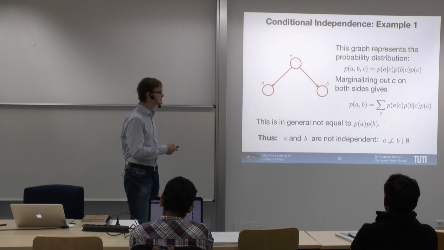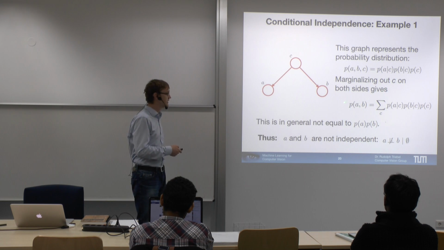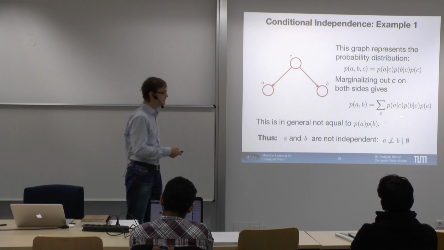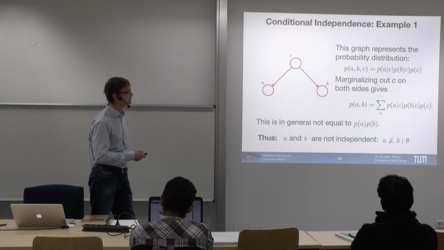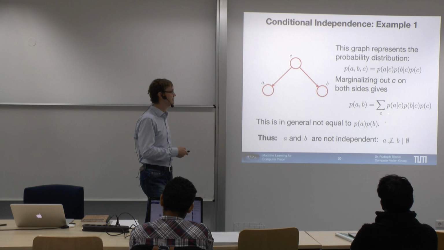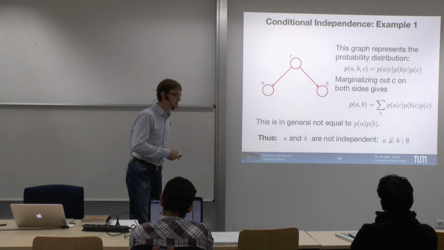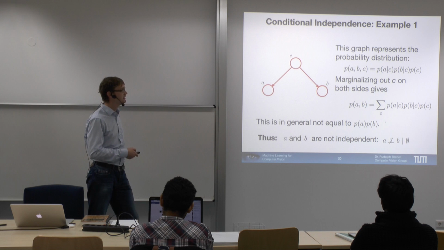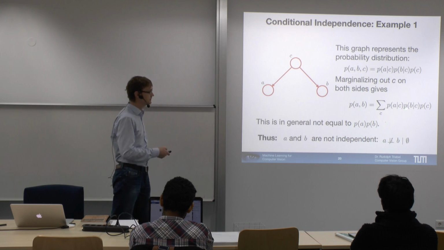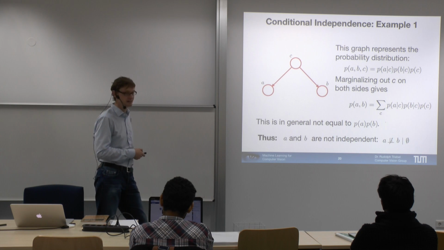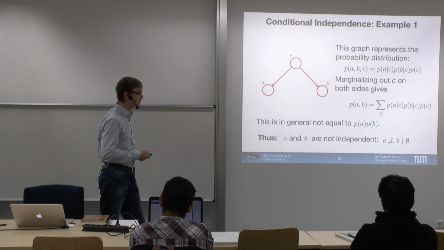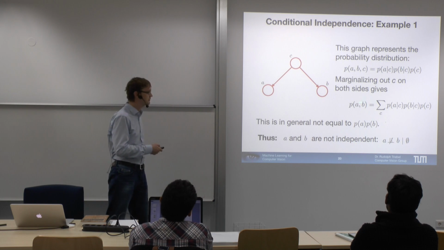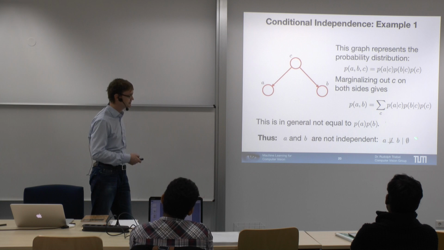Now, if we marginalize out C, that means we try to compute just a joint over A and B. We can do some more math, and we can try very hard to find a formulation that says P of A and B equals P of A times P of B, but we will not find this. It's impossible to express P of A and B just by the product of P of A and P of B, which means that A and B are not independent. They are dependent. And we write this like this here.